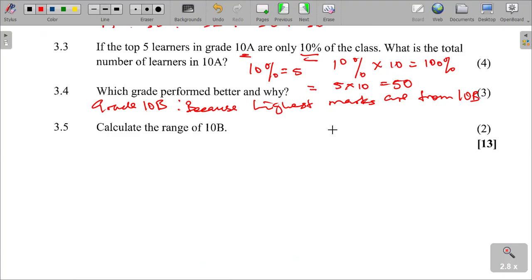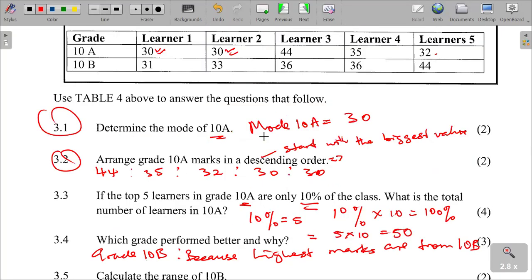Calculate the range of 10B. Range of 10B. So we are saying range is equals to what? We are saying it's 44 down to 31. Range: our 44 here is the highest and the smallest is 31.